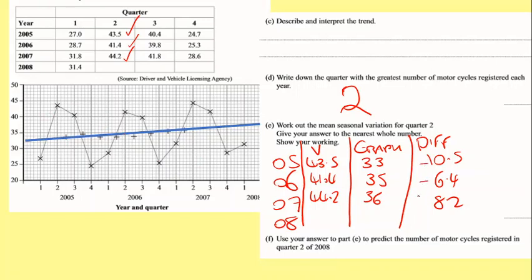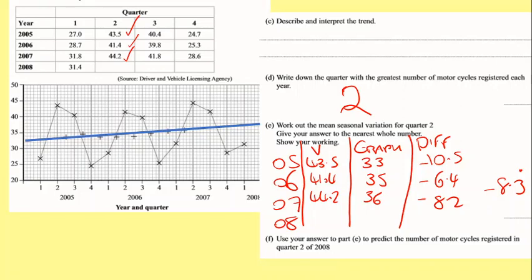Now if I look at my actual graph, they're all below my actual values, so all of these should be minus numbers, and it's just something for you to think about. Now I've just got to do the average of these numbers, 10.5, 6.4 and 8.2, divided by 3, so I get minus 8.3 recurring as my seasonal variation.